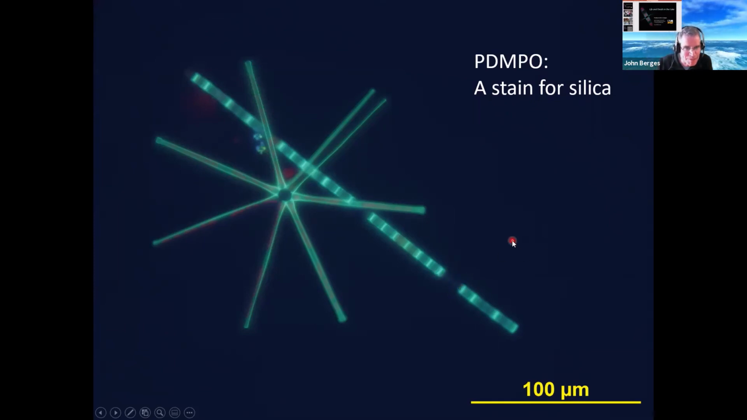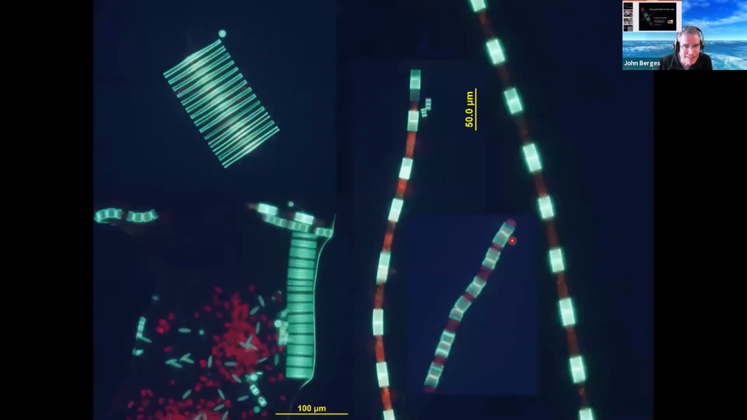And aren't these pretty pictures? I really love these. Incidentally, under this light, the chlorophyll in these cells glows a nice red. That's one of the photosynthetic pigments. And so we get a whole array of this, but this gives us a tool to look at silica in these organisms.